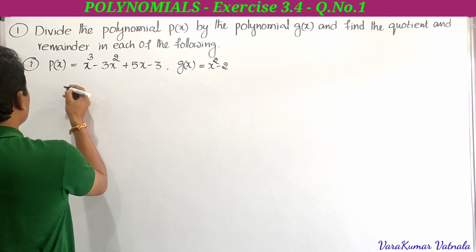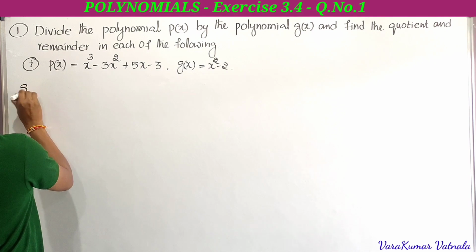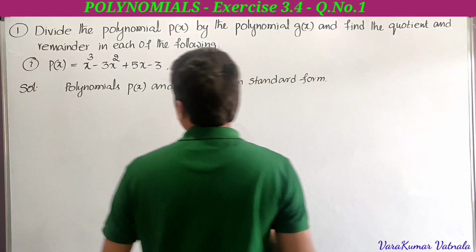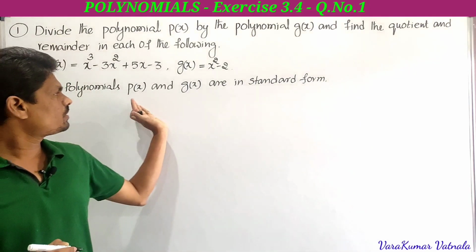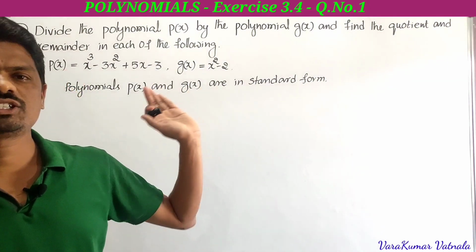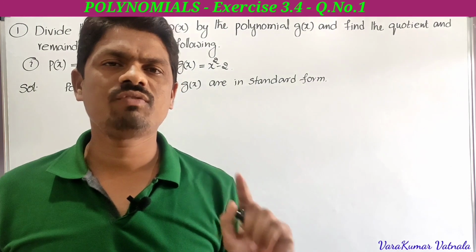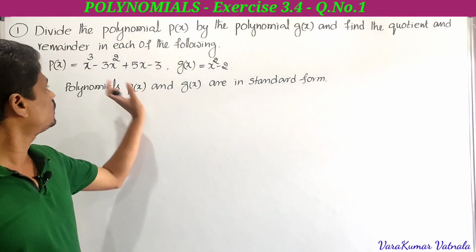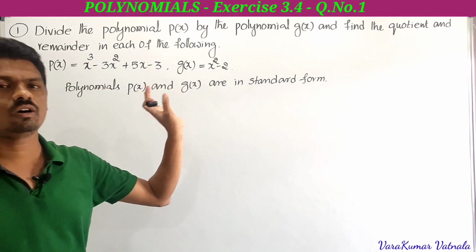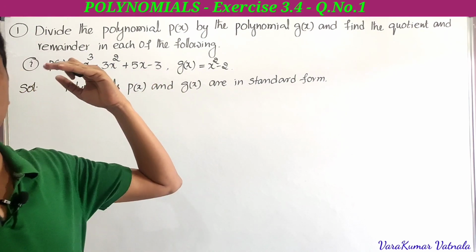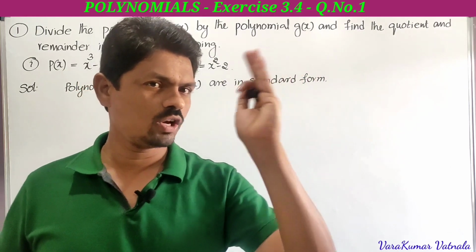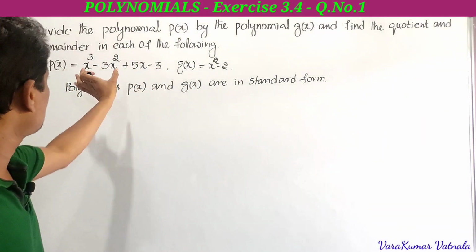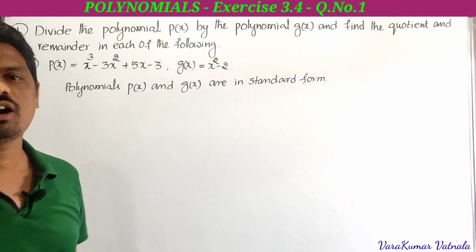So now we have to divide p of x by g of x. The polynomials p of x and g of x are in standard form. This is the very first step in the division of polynomials, and it is very important. We have to check whether they are in standard form or not. If they are not in standard form, first we have to write them in standard form, and after that we divide.